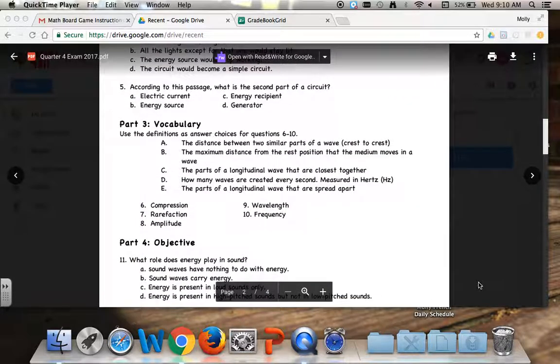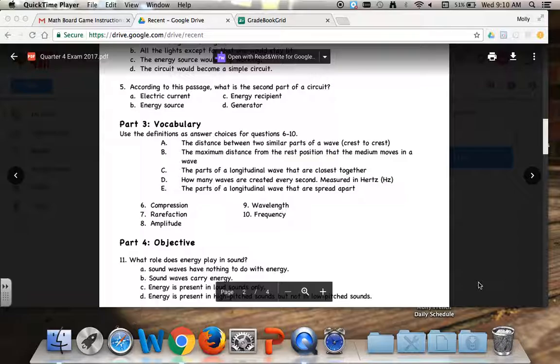Part 3 is vocabulary. Use the definitions as answer choices for questions 6 through 10. Number 6 says compression. Number 7 is rarefaction. 8 is amplitude. 9 is wavelength. And 10 is frequency.